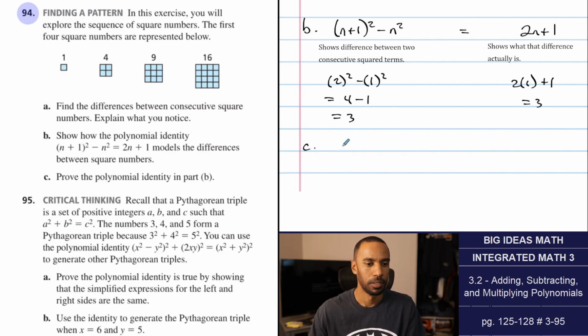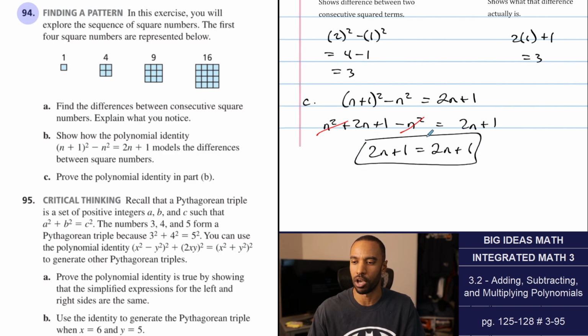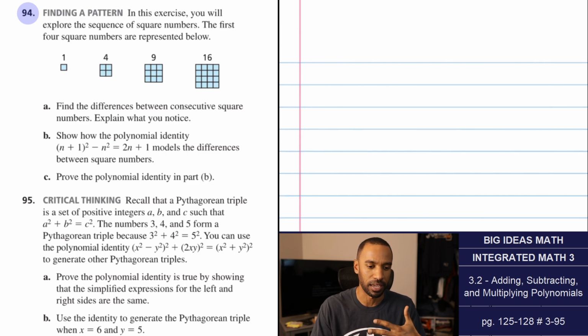Part C, prove the polynomial identity. I have to show that (n plus 1) quantity squared minus n squared equals 2n plus 1. I'm going to keep 2n plus 1 the same on that side. Over here, I'm going to expand this to n squared plus 2n plus 1, and you have a minus n squared. The n squareds cancel when you subtract them, and you're left with 2n plus 1 equals 2n plus 1. So it does seem to work out. And that's just a true thing we know about quadratics and their second differences being constant all the time.